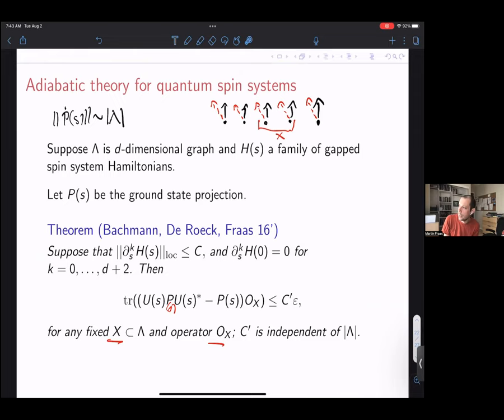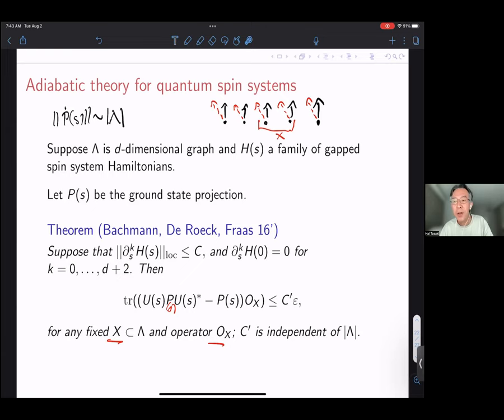I want to point out how changing the topology in which this projection is continuous influences the analytical parts of the theorem. So it's not only that I changed topology and have the same theorem. No, the analytical parts are very, very different. You need much more smoothness to get an adiabatic theorem. And correspondingly, the proof machinery is very different to prove a theorem like this.